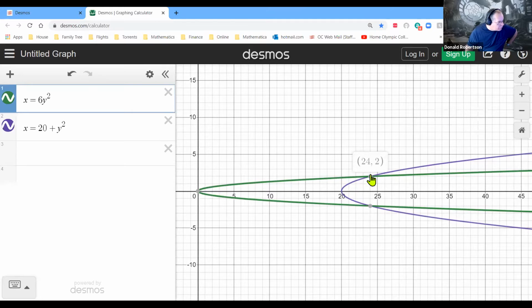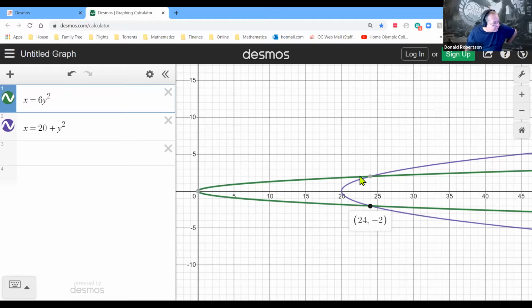And that guy has a y coordinate 2. And by symmetry, I'm pretty sure that guy has a y coordinate, and it does, of -2. The purple guy is definitely, if you want this region here, the purple guy is to the right. So that makes the f of x 20 plus y squared, f of y I should call it. And the g of y is the other one, which is 6y squared.